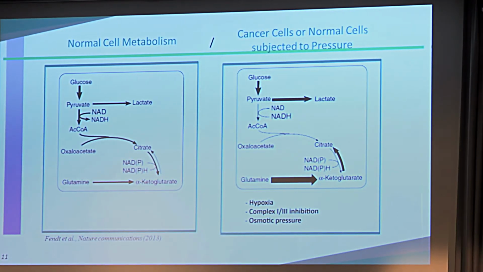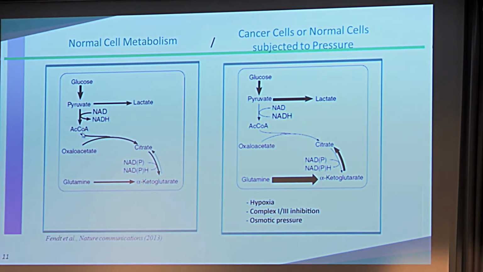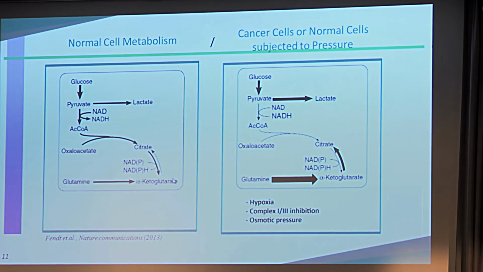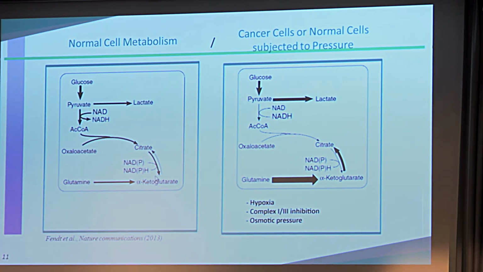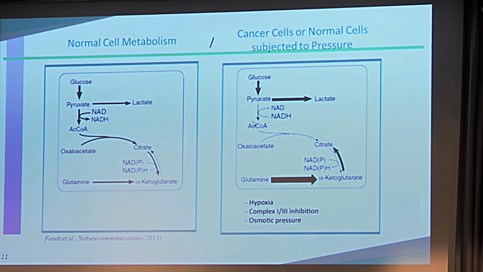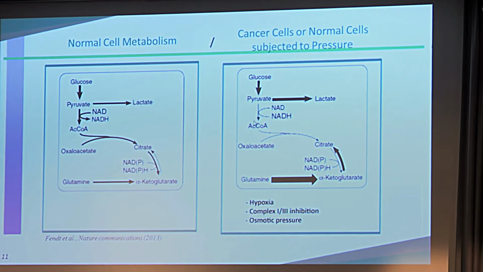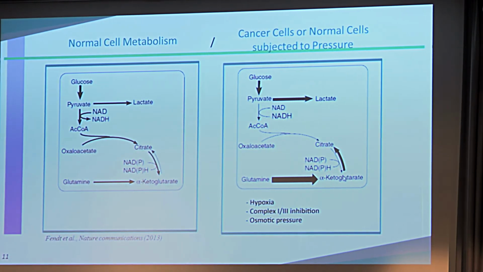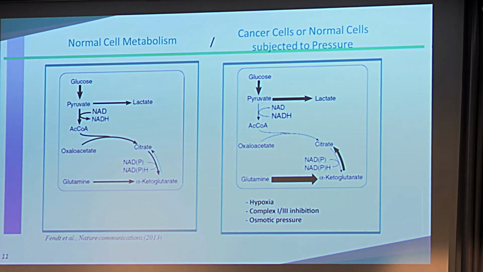That's normal cellular metabolism. Glucose goes to acetyl-CoA, and we all know how it works. When you have increased pressure, we have data at this point supporting that glucose goes to acetyl-CoA. We have not measured lactate, but probably it's increased. And we have data supporting that, from another group, glutaminolysis is increased.